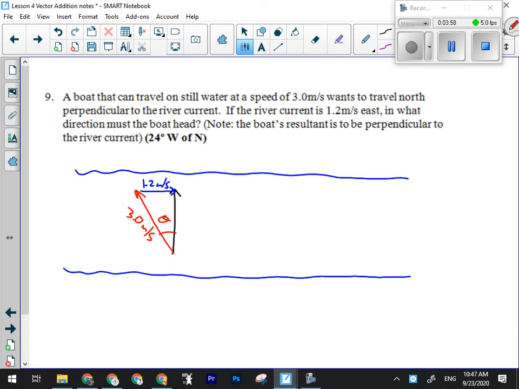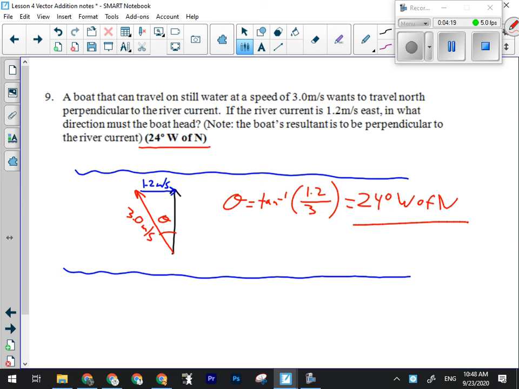I have in this question the hypotenuse and the opposite side of the angle that I'm looking for. And all I'm asked to find is the heading. So theta will be tan to the minus 1 of 1.2 over 3. And that should give me 24 degrees west of north. That ringing a bell for both questions. The other way we could get one of these is, I'm rowing straight across, how far downstream do I end up? This one says you don't want to go downstream. So you know it's the other guy.